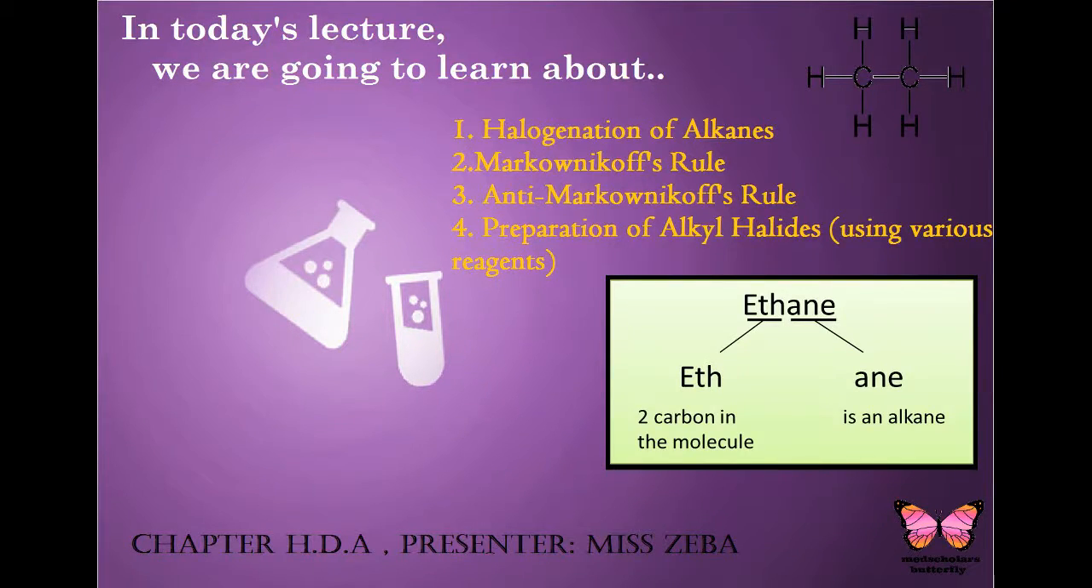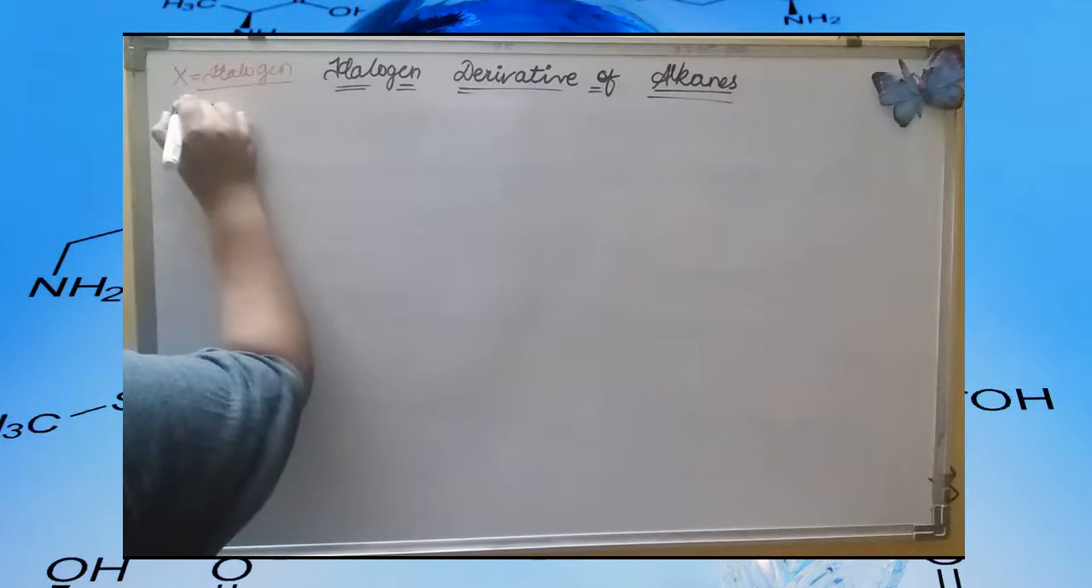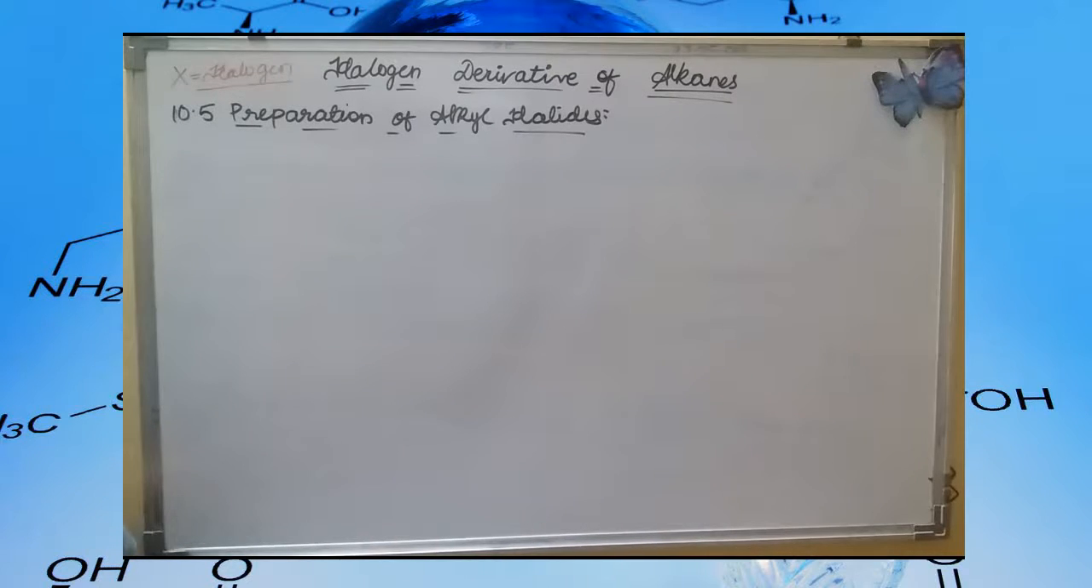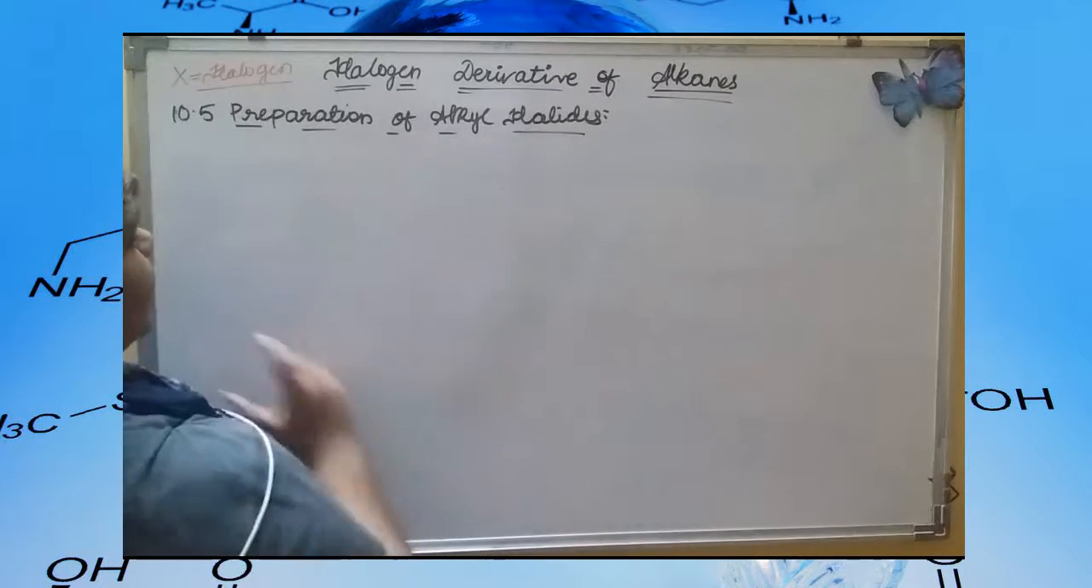In this lecture, we are going to learn about halogenation of alkanes, Markownikoff's rule, Antimarkownikoff's rule, and preparation of alkyl halides. Now, how can we prepare alkyl halides?